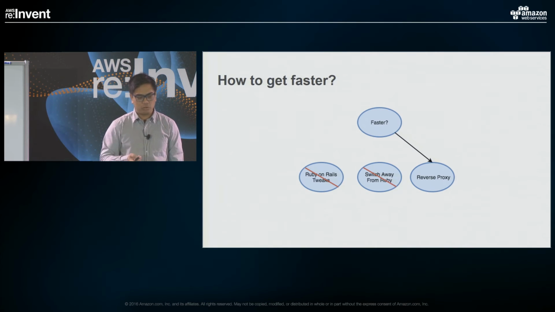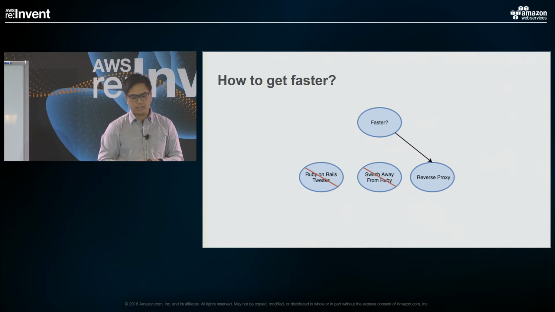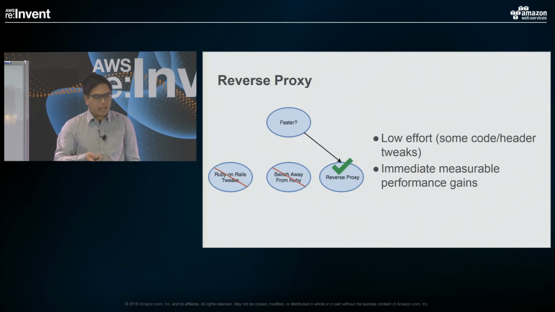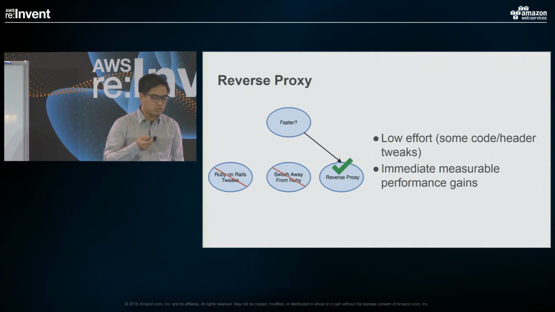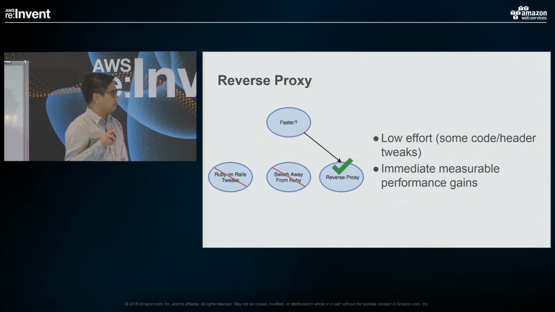So we looked over to a reverse proxy. For those who don't know what a reverse proxy is, it's basically a thin layer that sits on top of your web stack that will cache and pull data on behalf of the end user. And that seemed most appealing for us because it was really a low amount of effort, some code and header tweaks, and immediately we can tell you how much faster data was pulling out of the reverse proxy versus our origin.